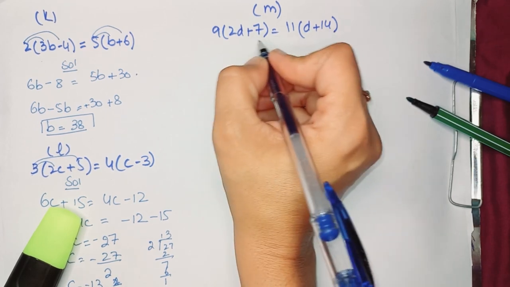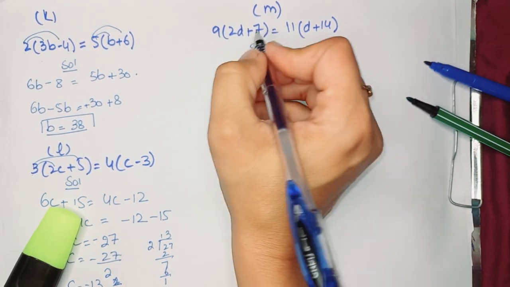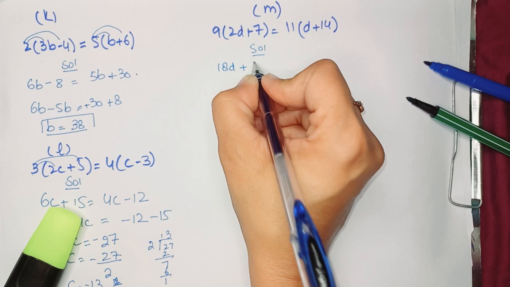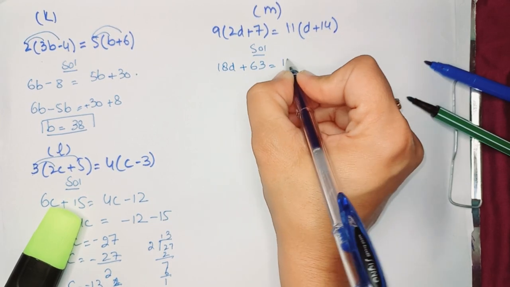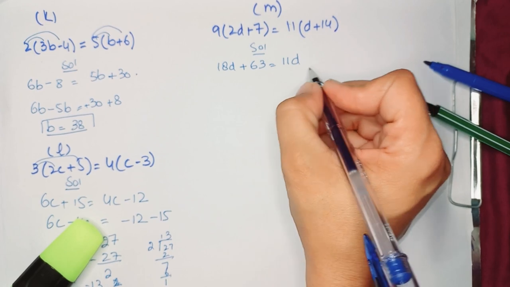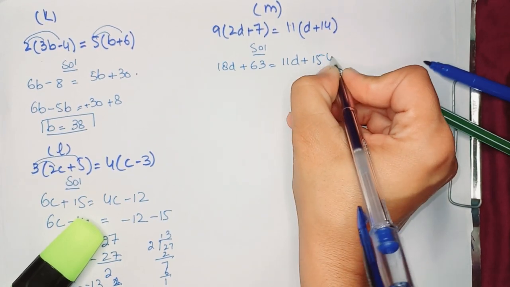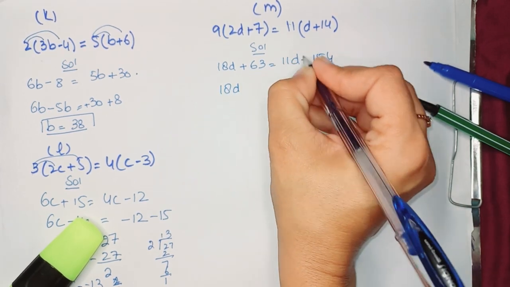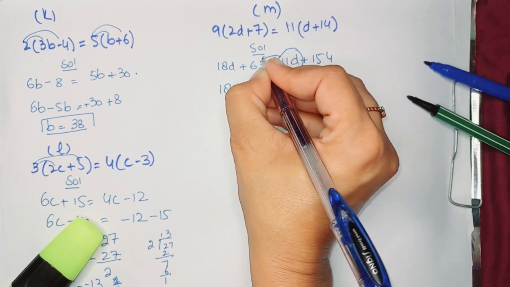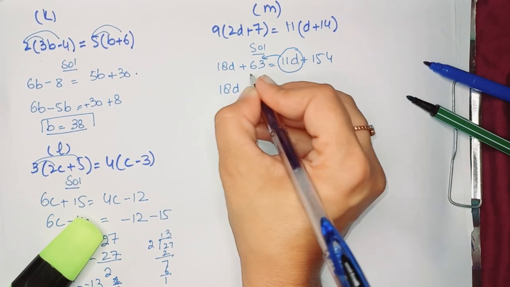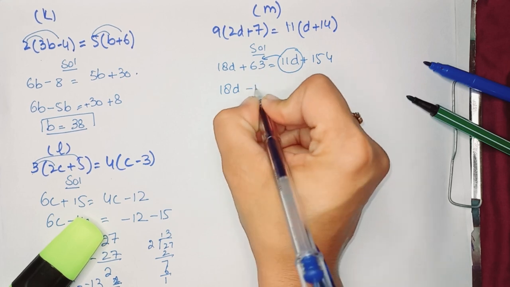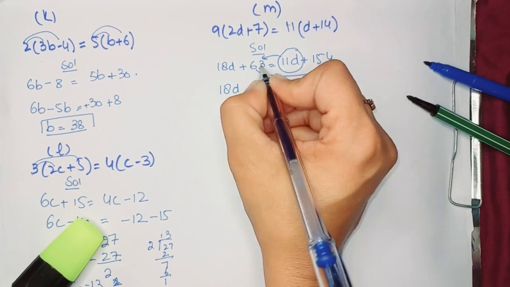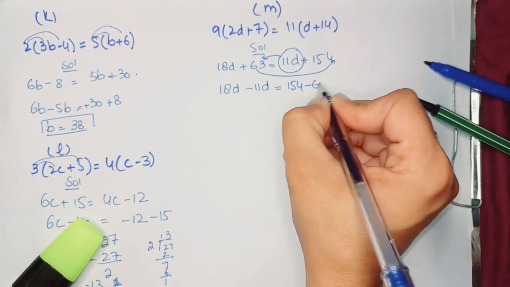M part 9. First we have to expand the bracket. 9 into 2d will be 18d. 9 into 7 will be 63. 11 into 3 it will be 11d, 11 into 14, it will be 154. Now 18d. Now I will shift this 11d towards the left. It is positive here, but when I shift it to the left side it will be negative. Now this needs to be shifted. So it is plus 63, it will be minus 63.